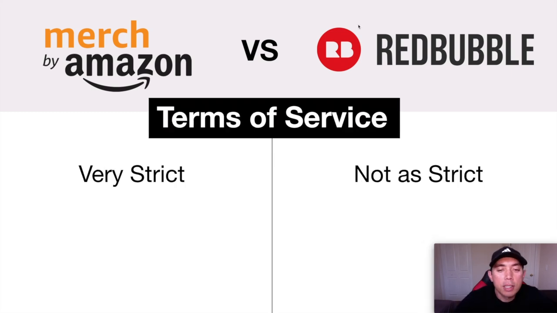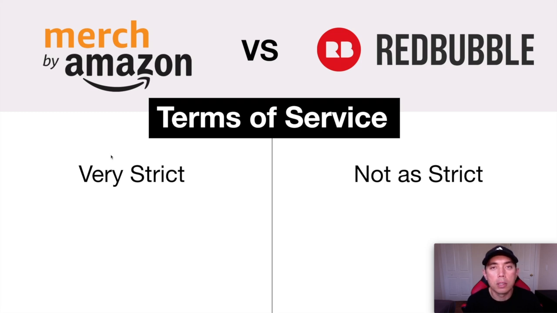So this next one is terms of service. I wanted to put this in here because this is really important for Merch by Amazon. They are probably the strictest of all the print-on-demand sites that I've used, and I'm on about 10 of them. They do a trademark check before your things go live. So you do want to check trademarks before you upload anything.